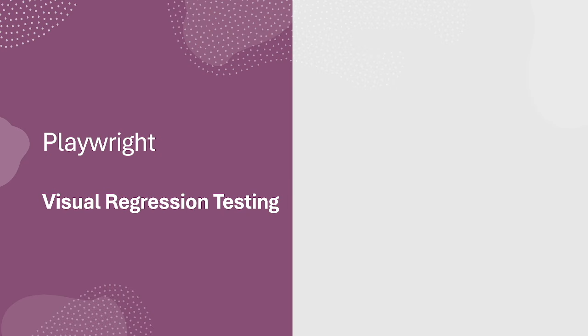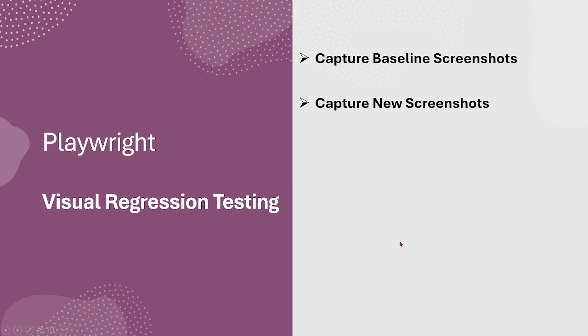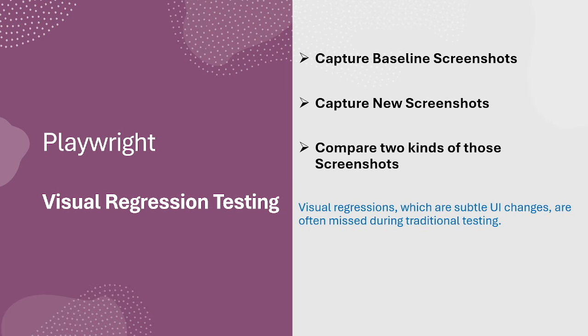Today I will talk about Playwright visual regression testing. I will cover three major processes of the regression testing. First, capture baseline screenshots. Second, capture new screenshots. Third, compare those two kinds of screenshots.